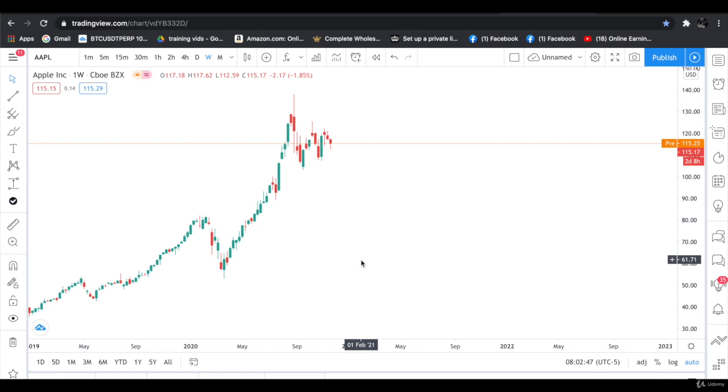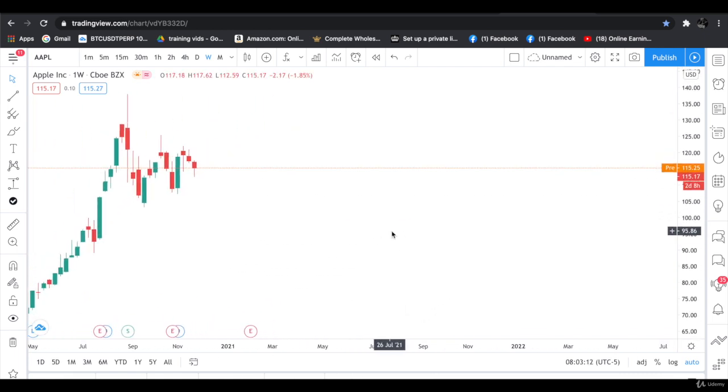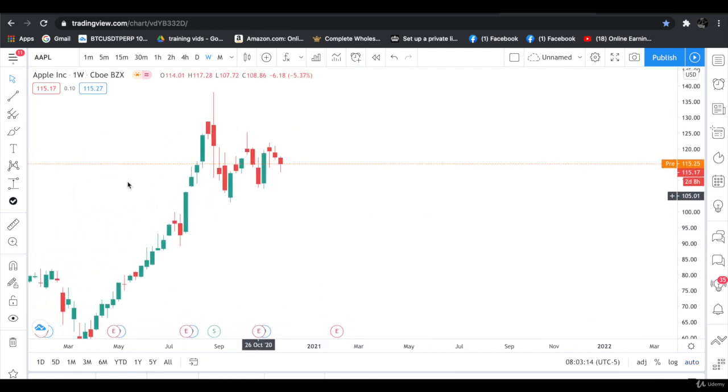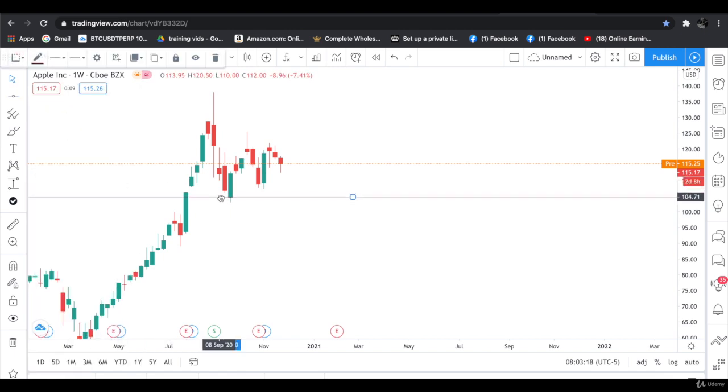So this is the Apple chart. Let's do the top-down analysis on it. We'll apply all the things we have learned in the lectures. The market was in uptrend, as you can see over here. Let's mark the support and resistance zone. We got one support over here. Let's mark it. This is our support level.